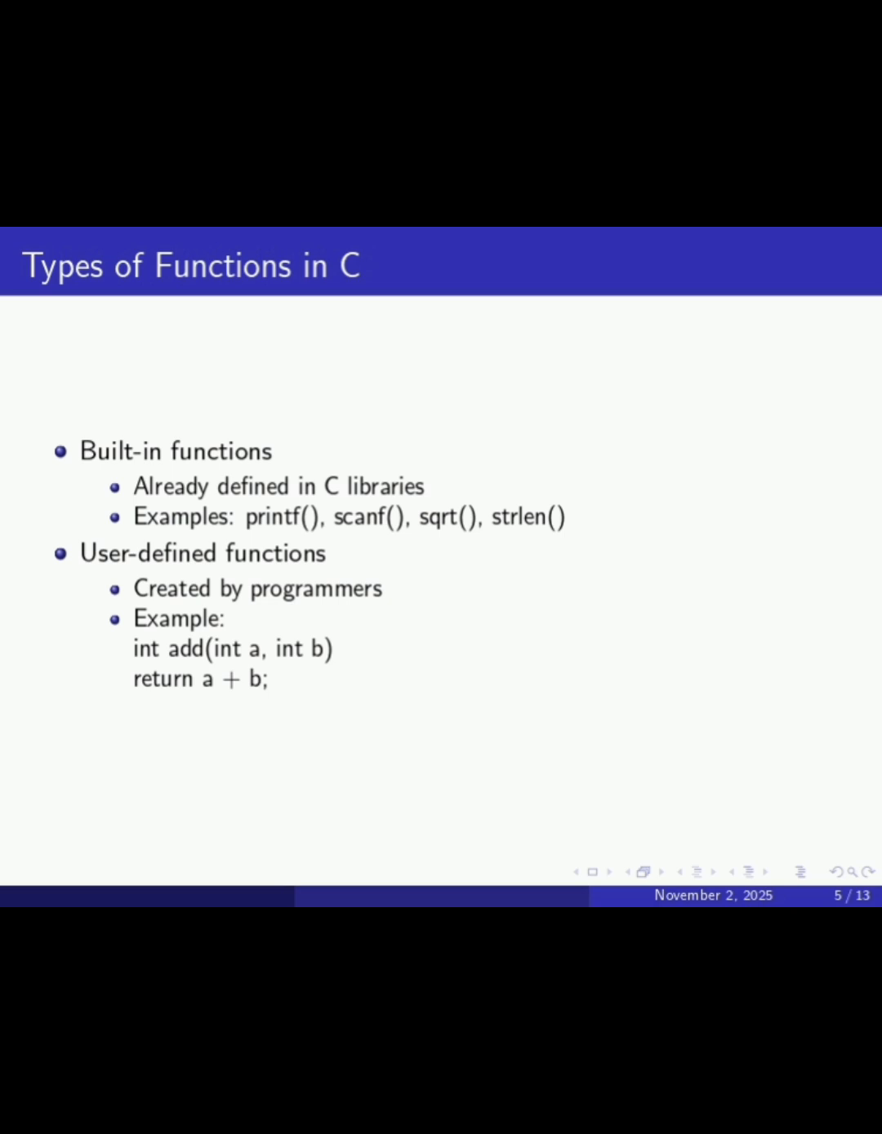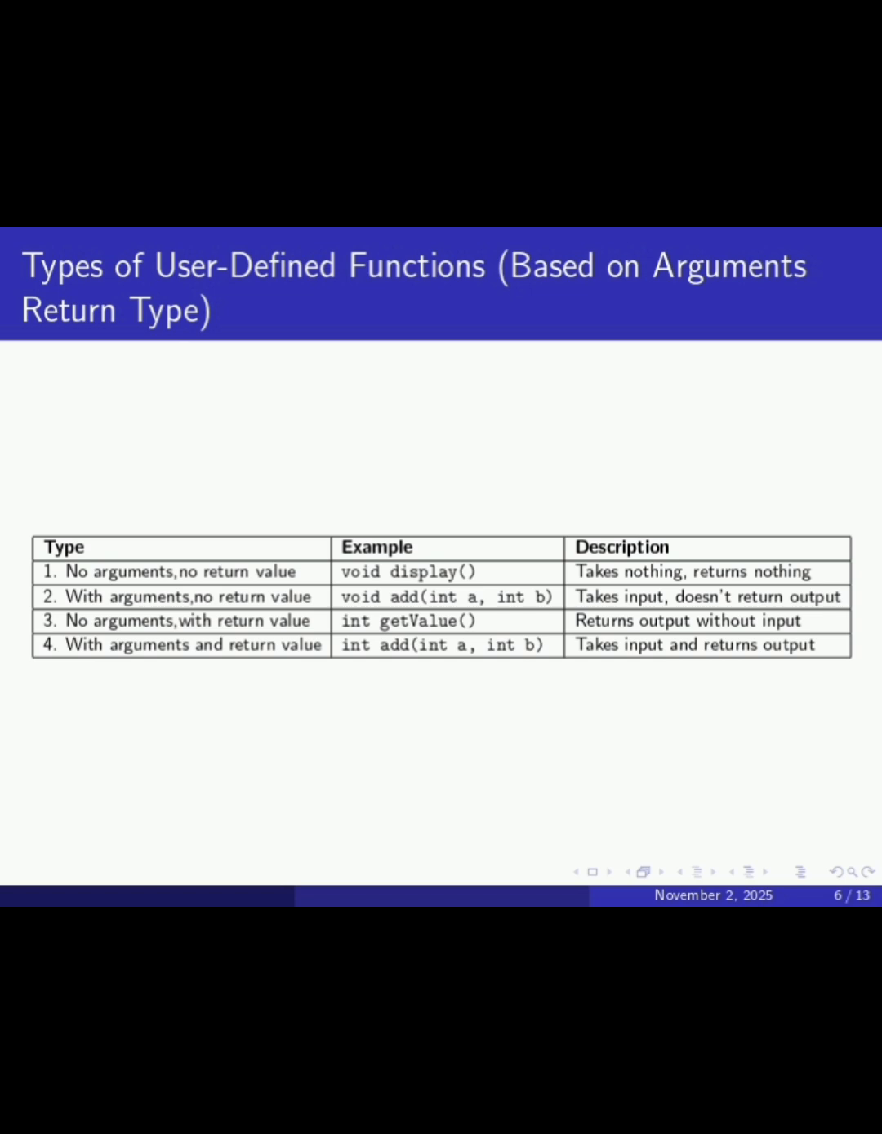And now we discuss the types of functions in C. There are two types of functions, built-in functions and user-defined functions. Built-in functions are already defined in C libraries, and user-defined functions are created by programmers. Now, let's learn about the types of user-defined function in C. These are the functions that we create ourselves to perform specific tasks.